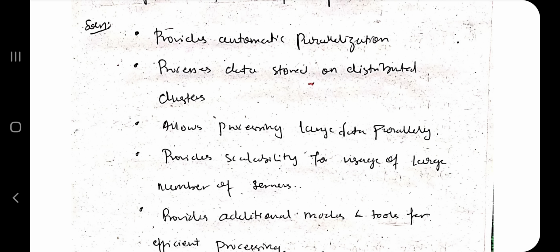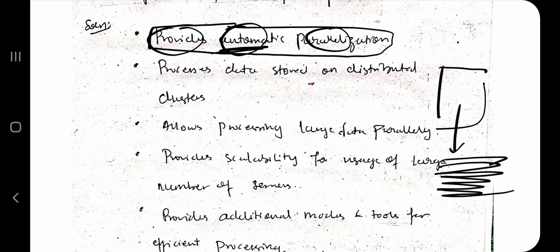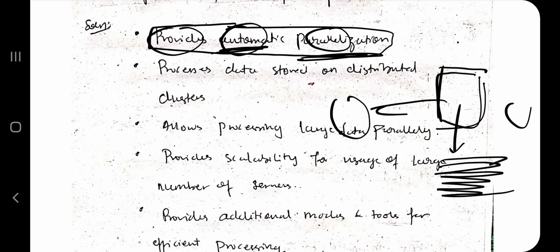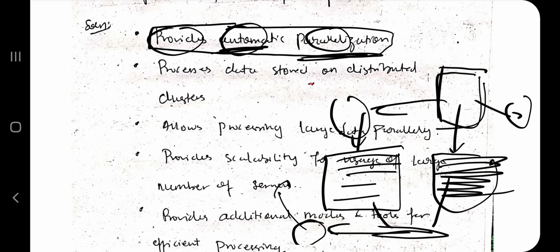Like for example, if I want to expand this one, provides automatic parallelization. First, write what is automatic, what is parallelization. Automatic means what? It will have some code. By using that code, it will be processing the data. Parallelization means in the same way this code will be applicable for different clusters, and in each cluster the processing will happen and the data will be generated. When the data is generated, it will be merged and the processing will be done at some layer, and after that the results will be obtained and stored in the storage system.